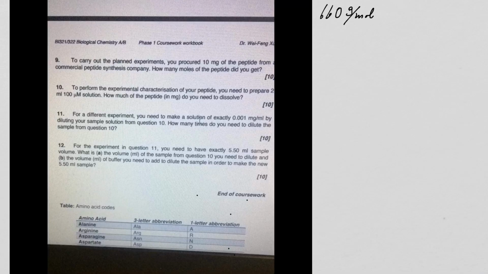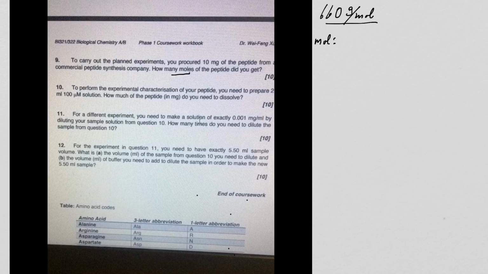So for question 9, let's assume our peptide has a molecular mass of 660 gram per mole. This is just simply something to work with, and I just made up this number. So question 9, you are looking for how many moles of the peptide did you get. So we are looking for the unit mole. Do we have mole anywhere? Yes, we've got that in the molecular mass.